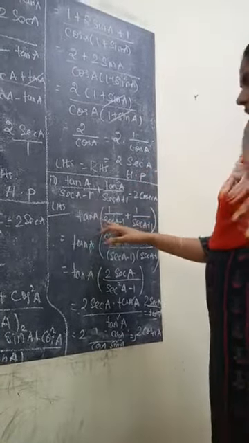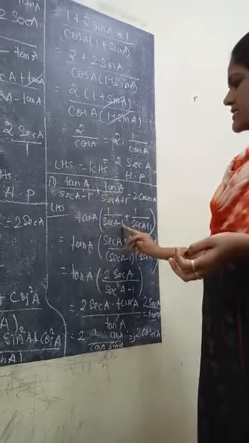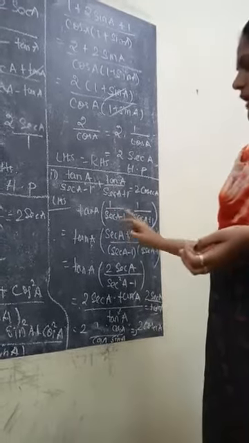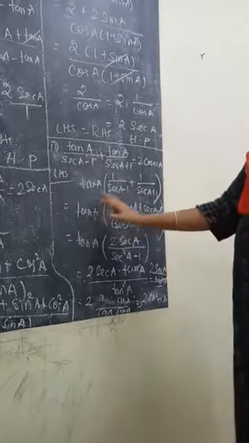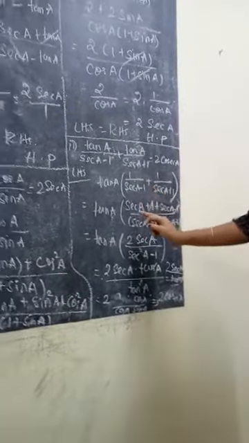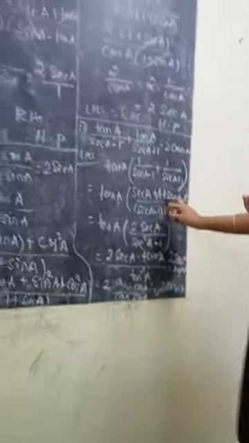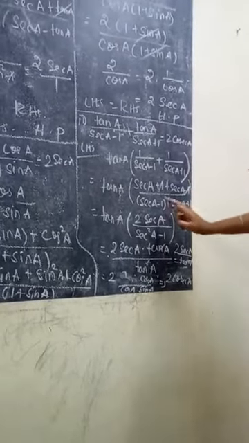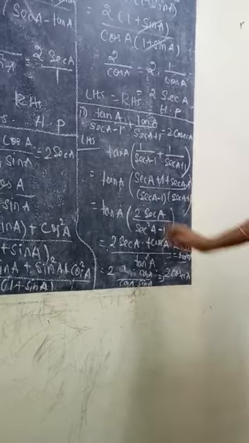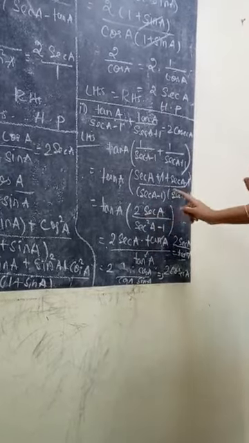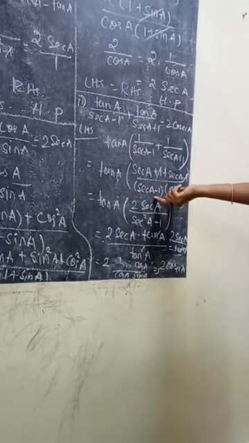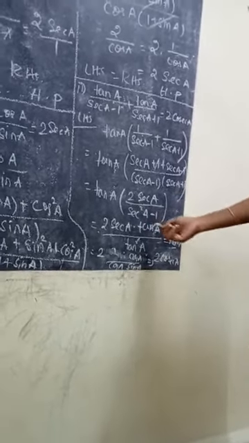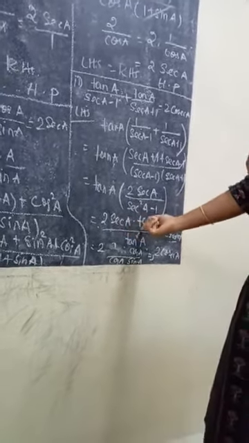Listen, tan A into 1 by (secant A minus 1) plus 1 by (secant A plus 1). Keep tan A the same. Here do the cross multiplication: (secant A plus 1) plus (secant A minus 1) divided by (secant A minus 1)(secant A plus 1). Plus 1 minus 1 cancel out. So 2 secant A divided by, here you need to expand A square minus B square, so secant squared A minus 1 now. Next, 2 secant A into tan A.